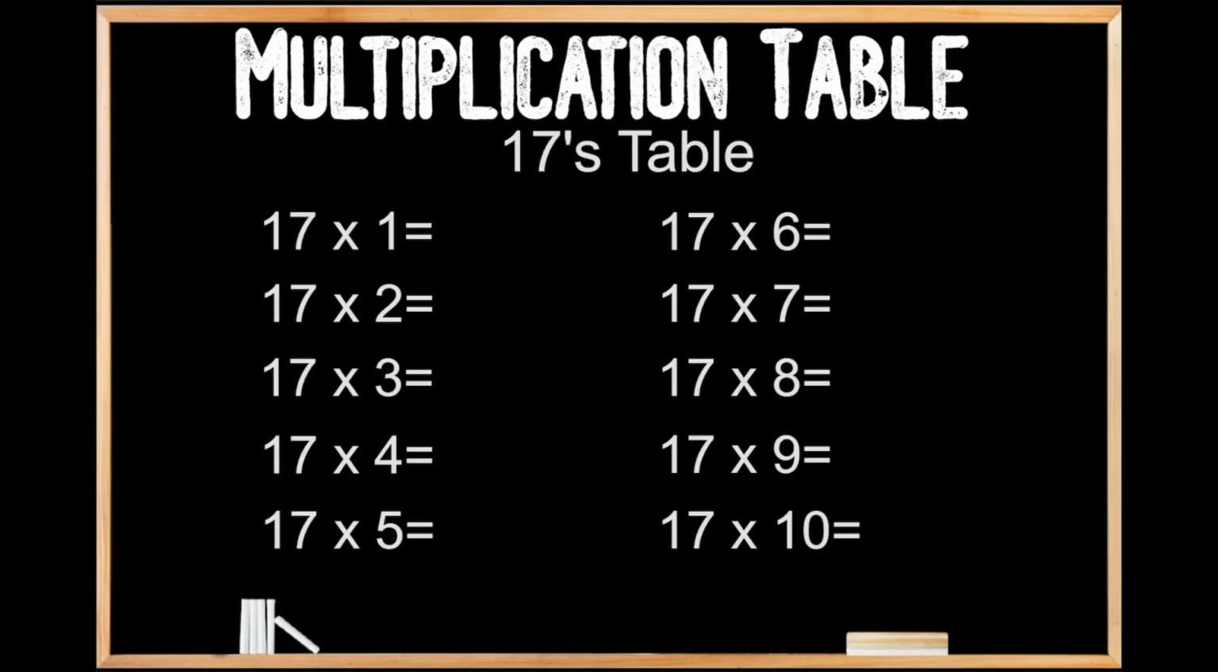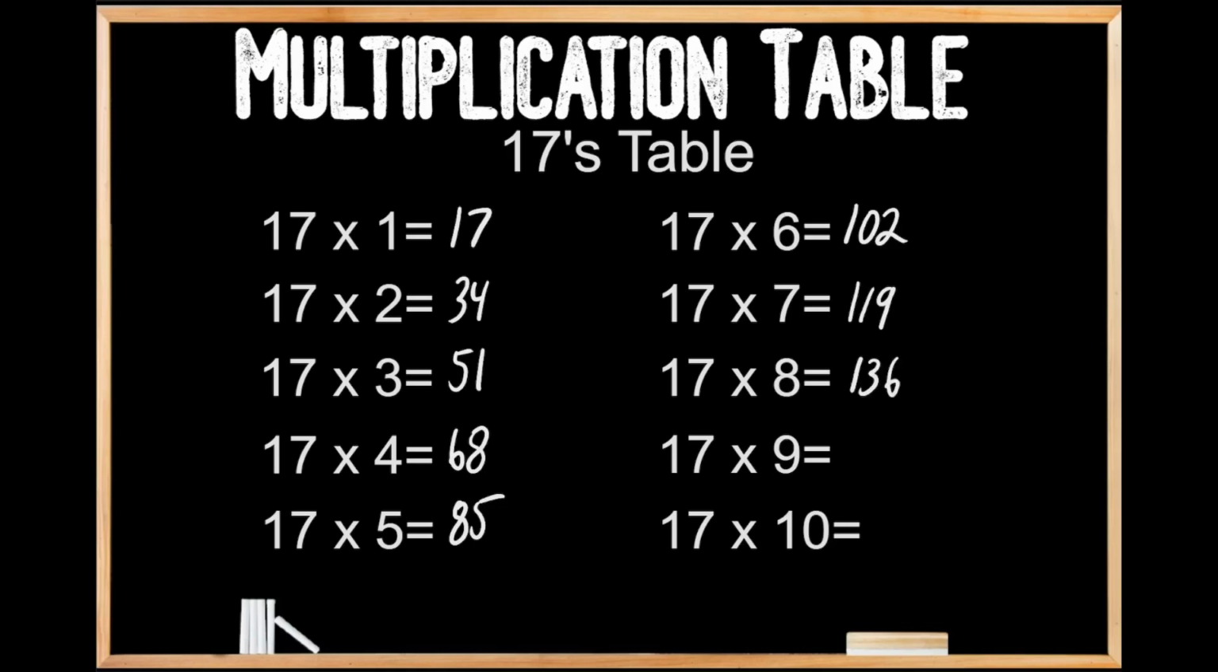17's table. 17 times 1 is 17. 17 times 2 is 34. 17 times 3 is 51. 17 times 4 is 68. 17 times 5 is 85. 17 times 6 is 102. 17 times 7 is 119. 17 times 8 is 136. 17 times 9 is 153. And 17 times 10 is 170.